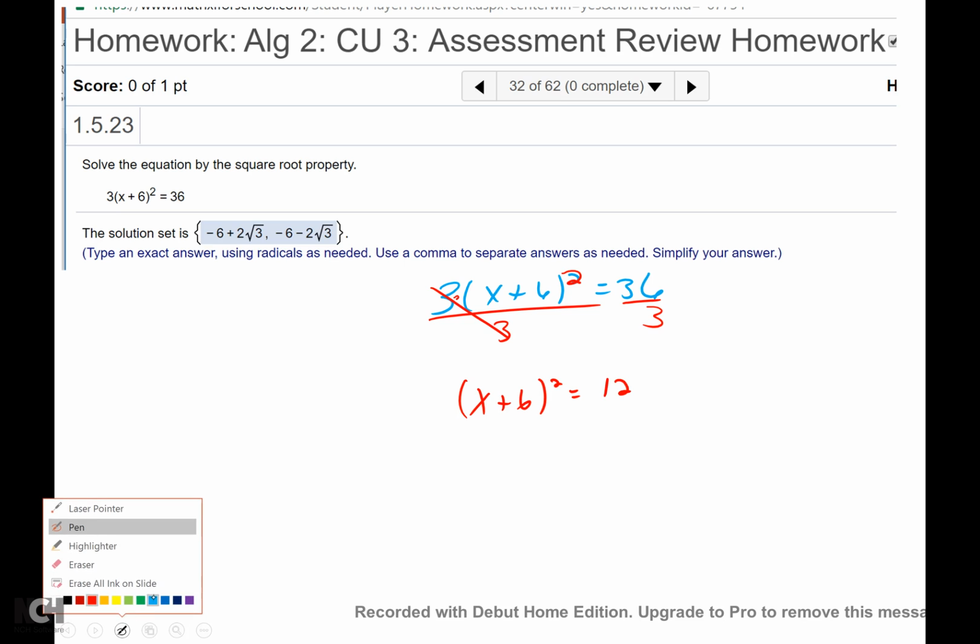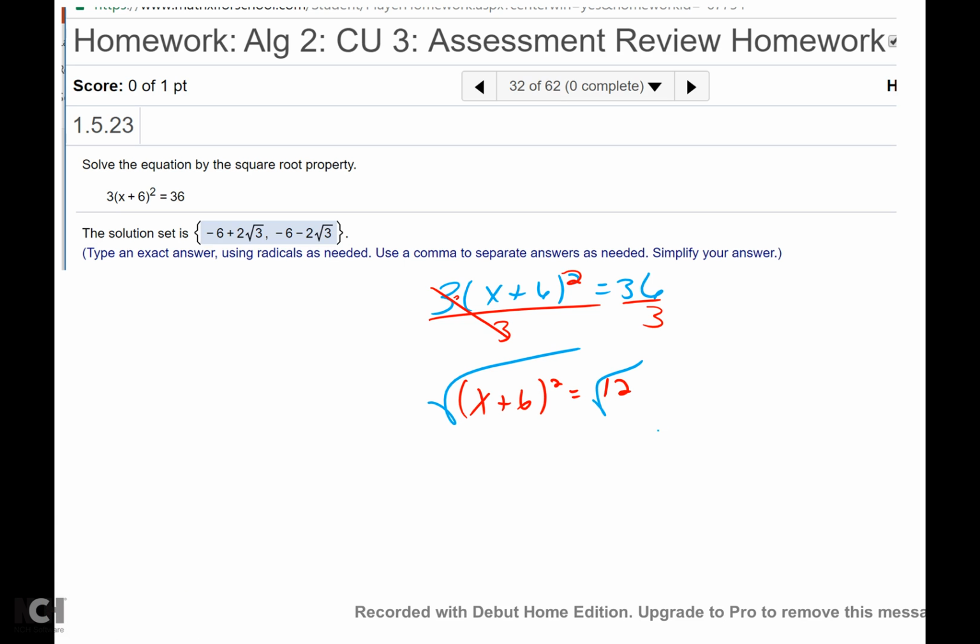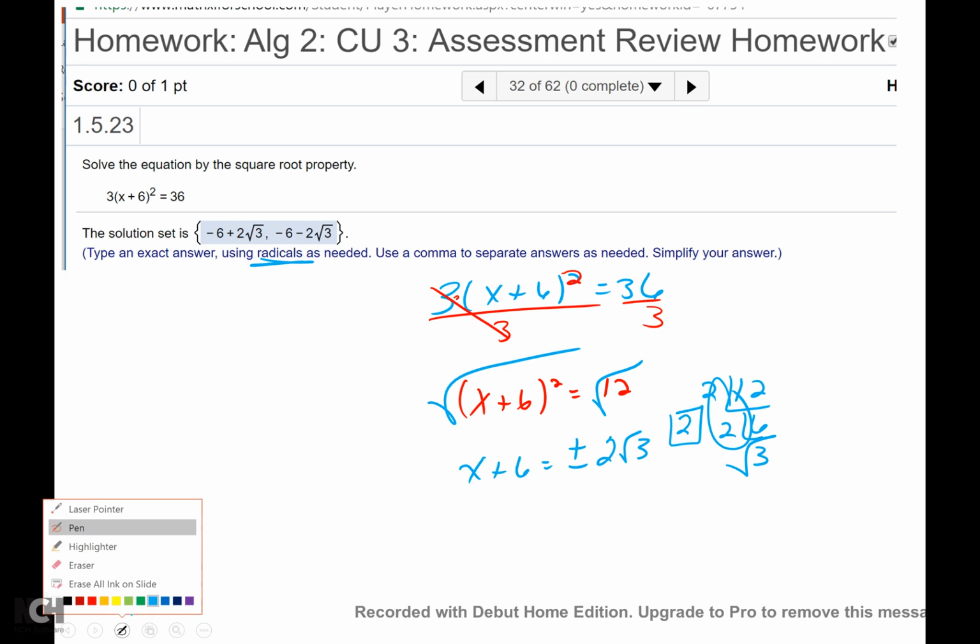Now it's isolated, so I can kill it by taking the square root of it, which gives me x plus 6. And they don't want decimals, they want radicals, so I just need to break down 12. By 2 is 6, by 2 is 3. 2 2's make a perfect square 2. 3 has to stay in. So x plus 6 equals plus or minus 2 square roots of 3. And then one last thing, to get x alone, I have to subtract 6.